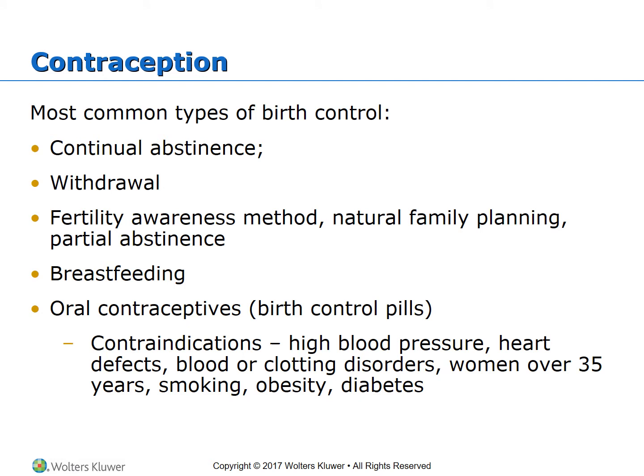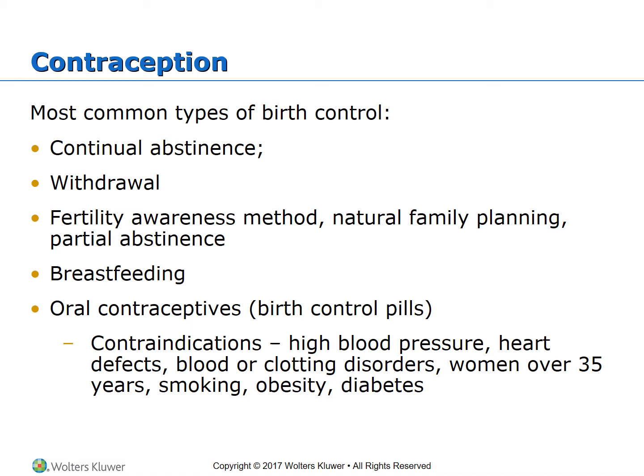Contraception. Most common types of birth control. Continual abstinence is a 100% effective method of birth control and protection against STDs. Withdrawal involves a need for tremendous awareness and discipline control. It is 80 to 90% effective.